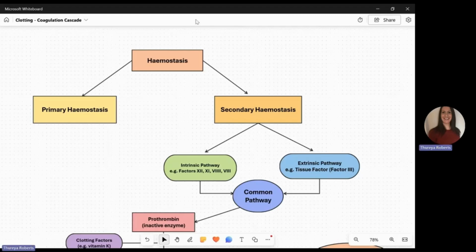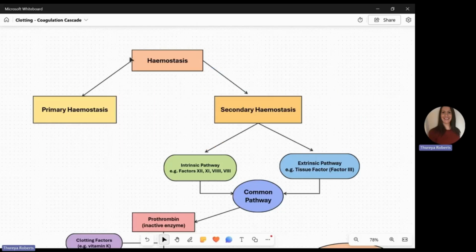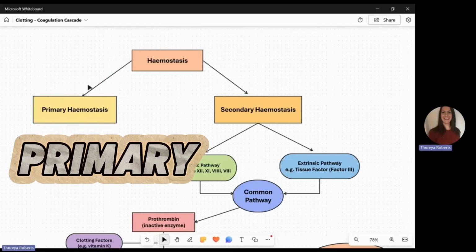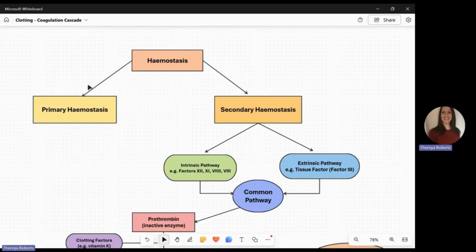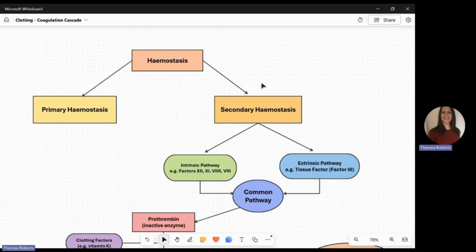Before we dive into the main part of the diagram, let's briefly talk about haemostasis. Haemostasis is the process that stops bleeding when a blood vessel is damaged. It has two main stages. We've got primary haemostasis shown here on the left, where platelets stick to the damaged blood vessel and form a temporary plug to reduce blood loss. And we've got secondary haemostasis, where clotting factors activate in a cascade to create a strong fibrin mesh that reinforces the platelet plug, forming a stable clot.